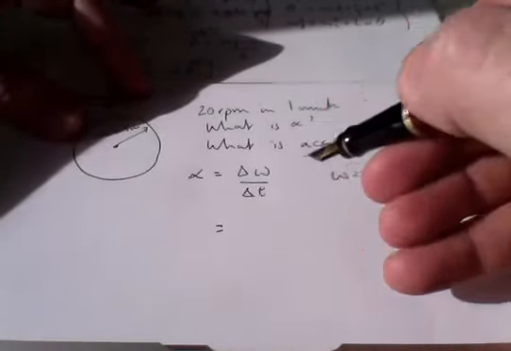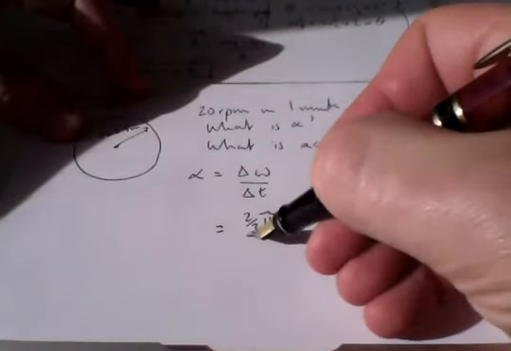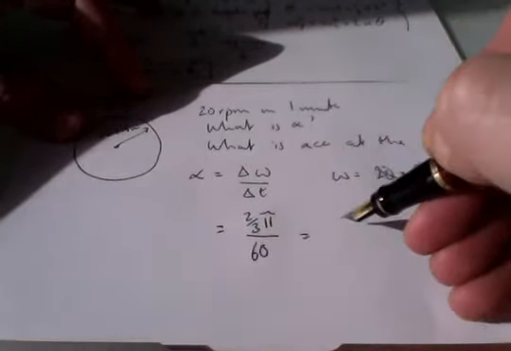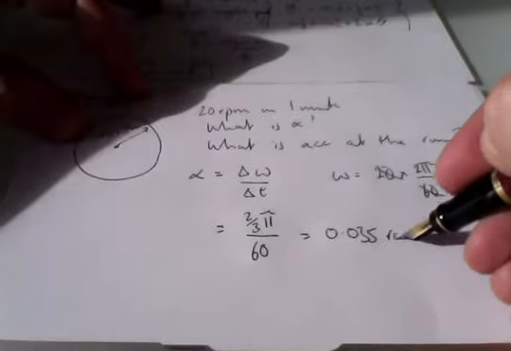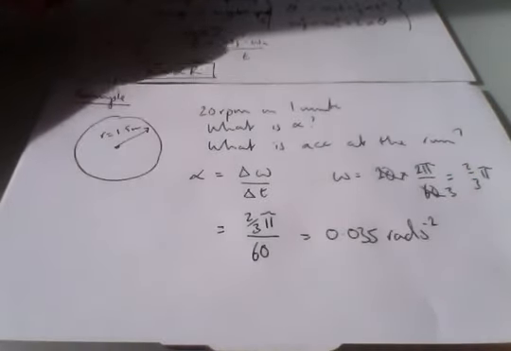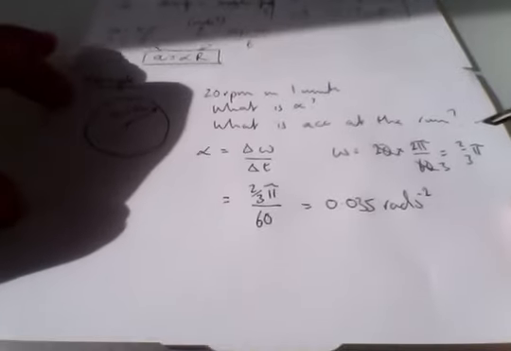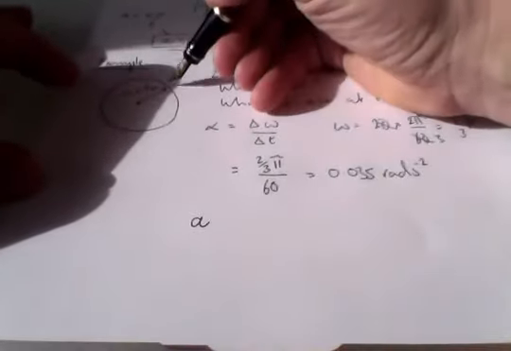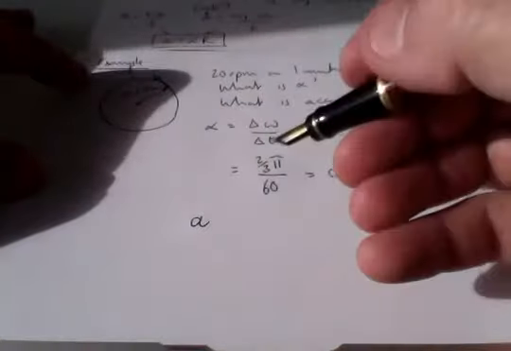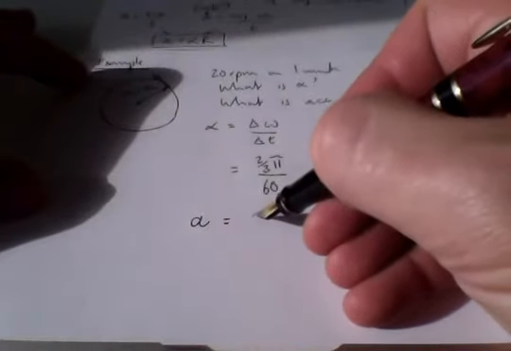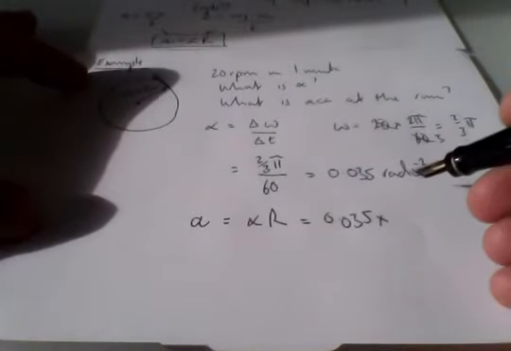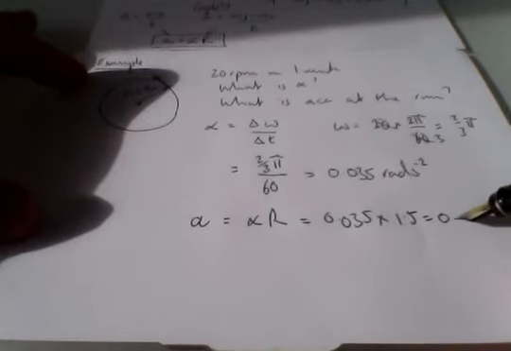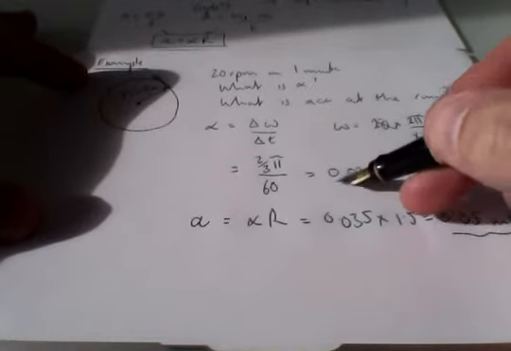Okay, so alpha therefore is 2/3 pi divided by the 1 minute, which is 60 seconds. Once we put those together, we come up with 0.035 radians per second squared. Okay, what's the linear acceleration then at this point? Well, linear acceleration is going to be alpha times the radius, which is simply 0.035 multiplied by the radius of 1.5, which gives us 0.05 meters per second squared.